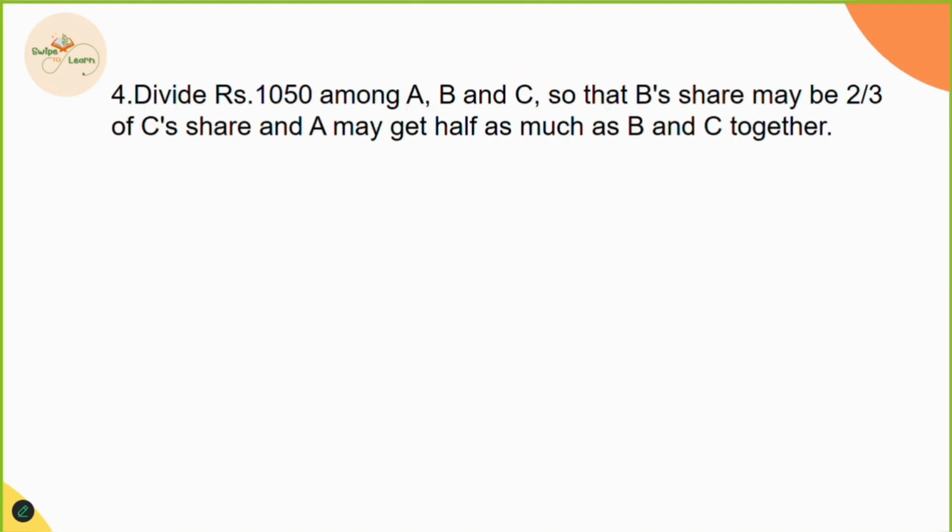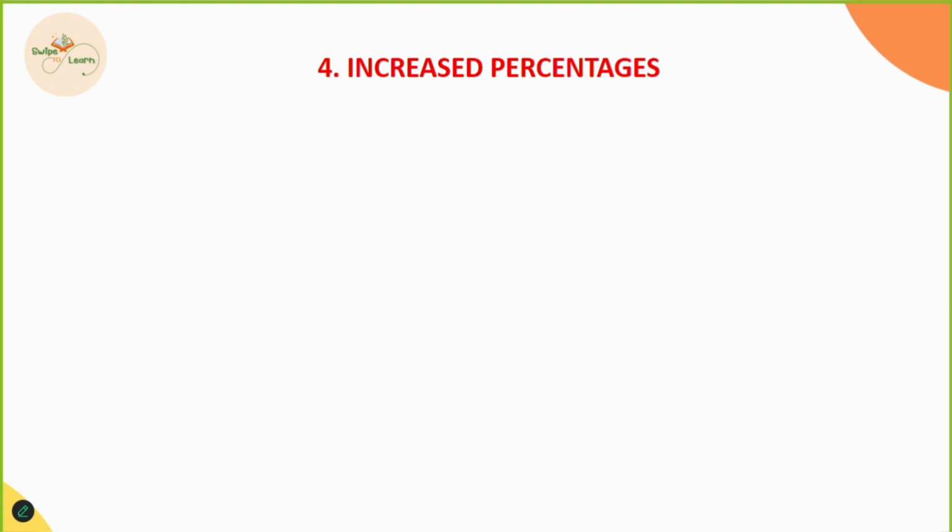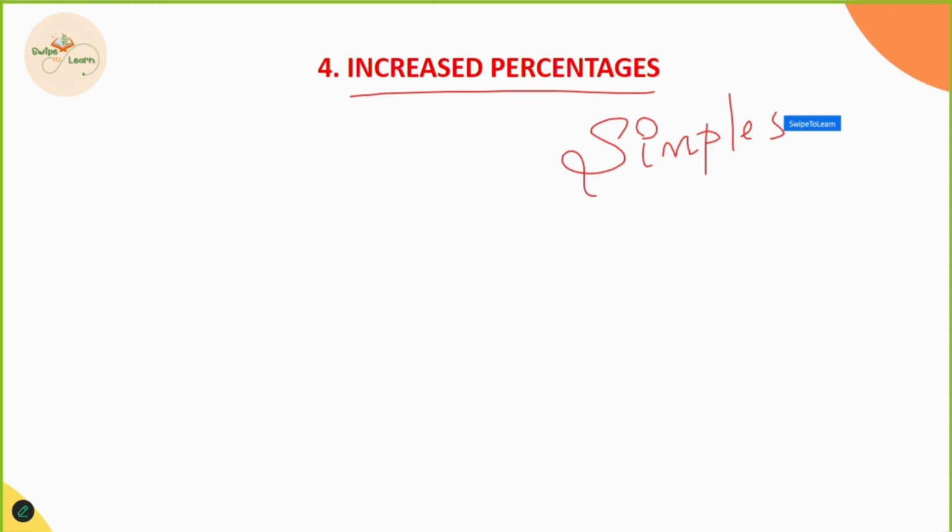Moving to the next question. Try this question on your own and let me know if you have any doubt. I'll help you in solving this. Next, the next model is increased percentages. The simplest model among all the ratio and proportion models is increased percentages.